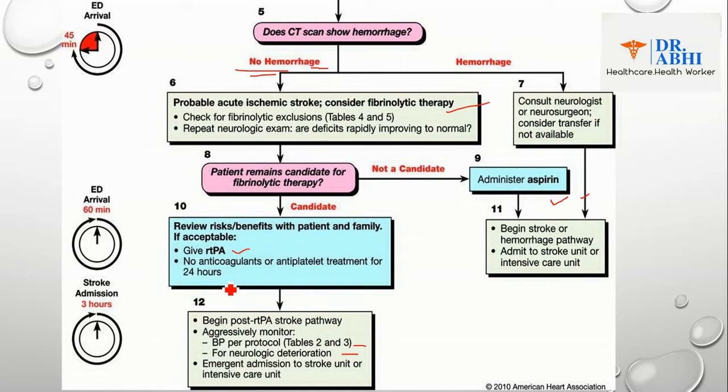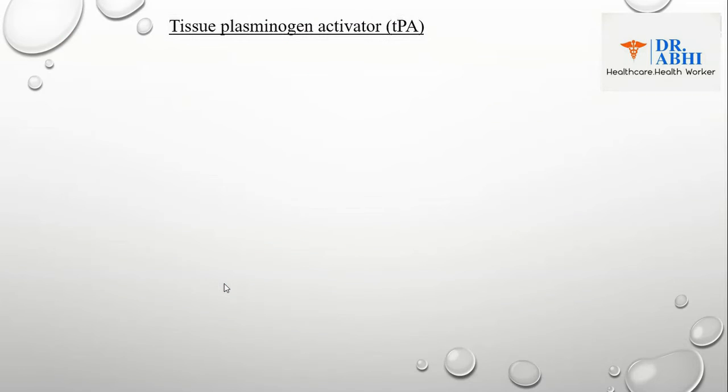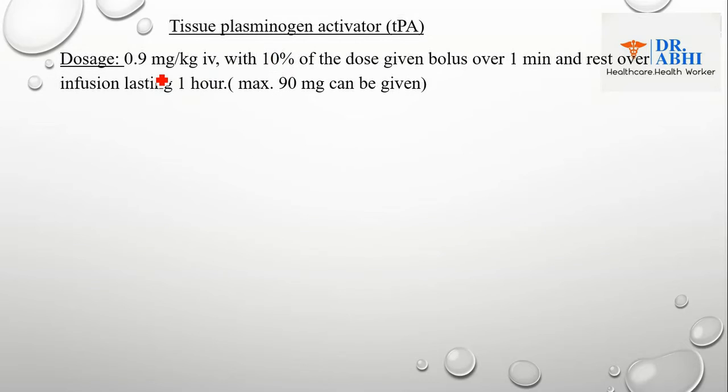Now, in the next slide, I'll be telling you about the rtPA doses. rtPA stands for tissue plasminogen activator. The dose of tissue plasminogen activator in a stroke patient would be 0.9 mg per kg IV, with 10% of the dose given as a bolus over 1 minute and the rest as an infusion lasting for 1 hour. The maximum dose that can be given is 90 mg.